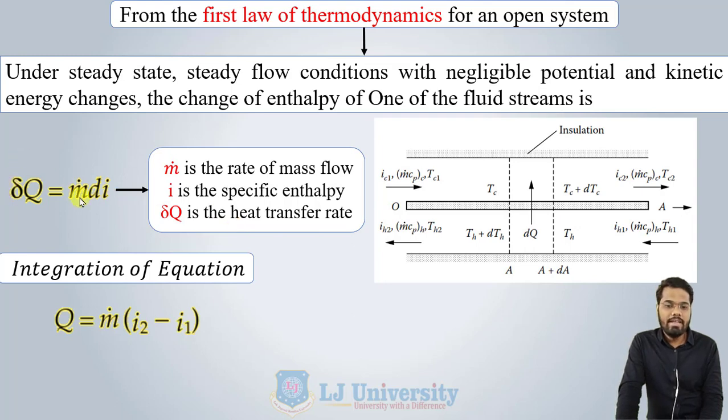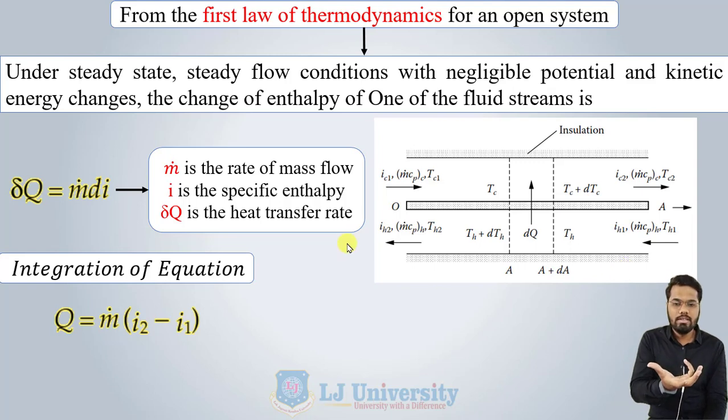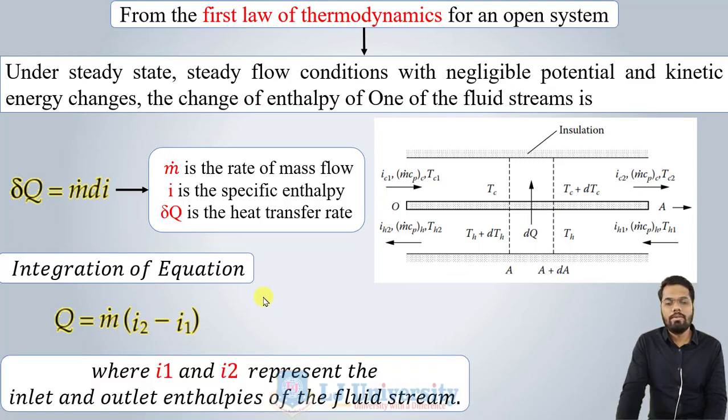So if we integrate this equation, we will get Q, because this is our elementary area. For elementary area we have dQ, so for the total heat exchanger we have to integrate this equation. After integration, the total heat transfer rate for the fluid is going to be Q is equal to m dot, the mass flow rate, times dI, which is I2 minus I1, the enthalpy at the outlet minus the specific enthalpy at the inlet. So I1 and I2 represent the inlet and outlet enthalpies of the fluid stream.